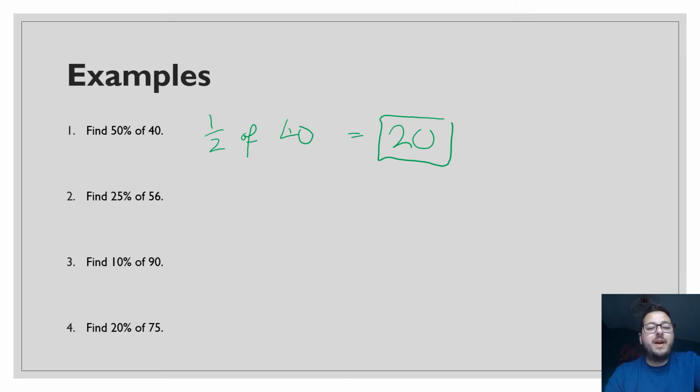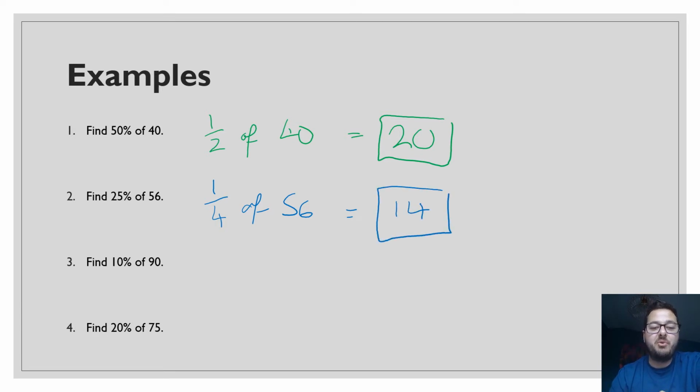Okay, the next one, we want to find 25% of 56. So 25% is a quarter. So a quarter of 56. So a quarter, you can half it and half it again, or just divide by 4. If we half it, we're going to get 28. And if we half that again, we're going to get 14. So that's the answer to that one.